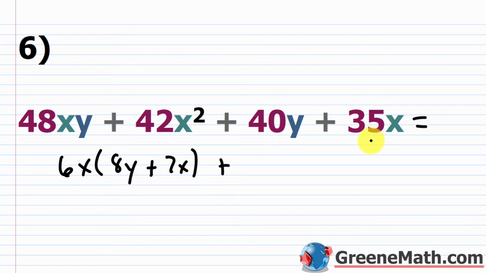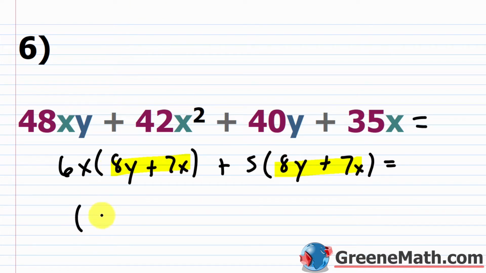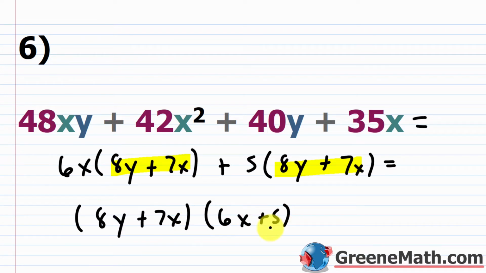And then from here, it looks like I can pull out a 5. So let me put that there. Inside, I would have my 8y plus my 7x. So you have your common binomial factor of 8y plus 7x. Go ahead and pull that out. So you're going to have your 8y plus 7x, that quantity, times the quantity 6x plus 5. Again, always check for additional factoring, see if you missed anything. We don't see anything, so our quantity 8y plus 7x times our quantity 6x plus 5 is the answer.